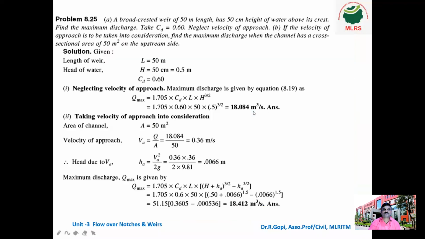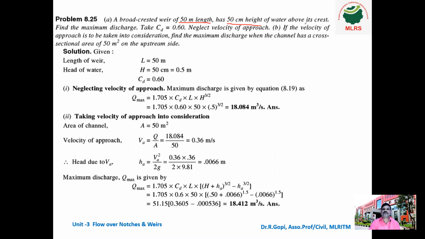Now we will discuss one problem on the broad crested weir, because in the third unit, the last chapter, they mentioned only the broad crested weir. I will read the question, please follow. A broad crested weir of 50 meter length and 50 centimeter height. Here you can see the length is given in meters and the height is given in centimeters. Please note down: the length is 50 meter and the height is 50 centimeter.